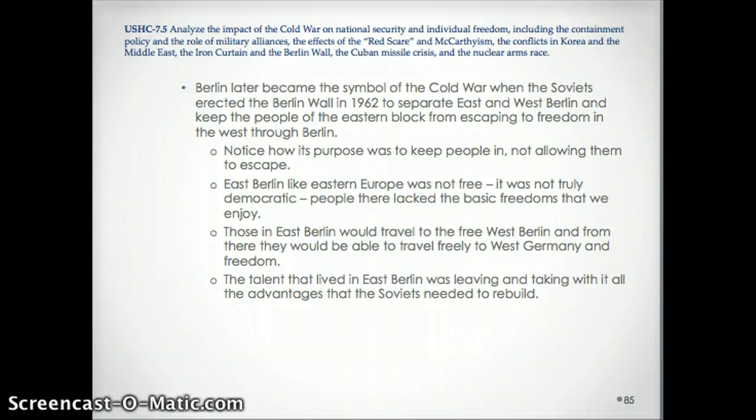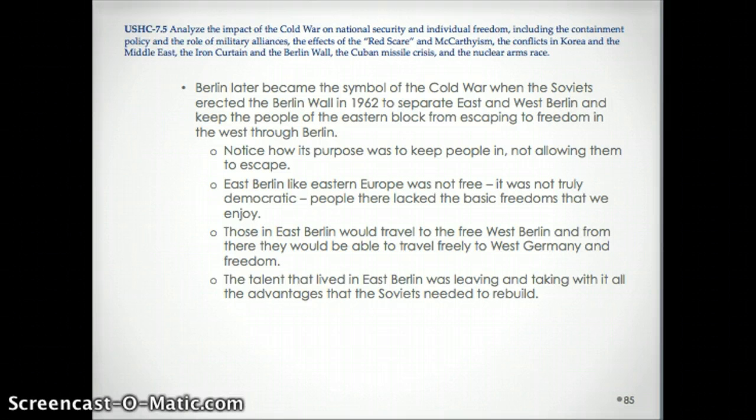Berlin later became the symbol of the Cold War because the Soviets built a wall through Berlin. It was to keep people from going from the east to the west of Berlin. Because in the West, they would have been free and away from communism, and there were a lot more profitable opportunities in the West than there were in the East. And so they built this wall to keep people from crossing over. Notice how the purpose is to keep people in, not allowing them to escape.